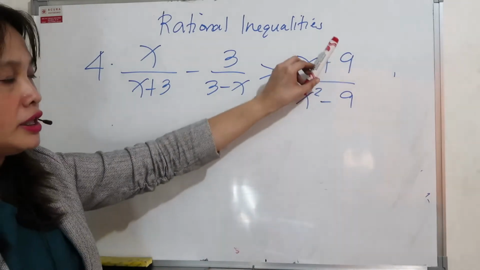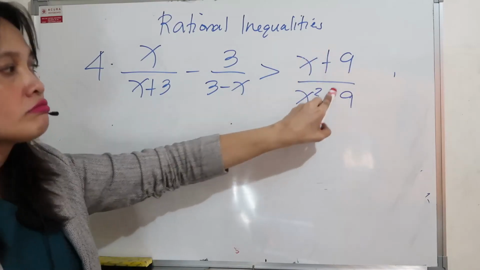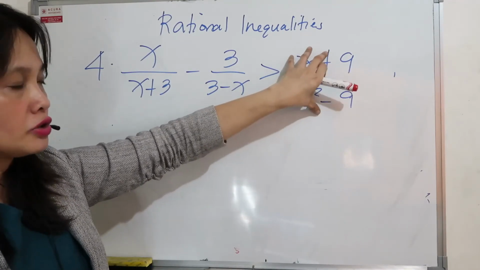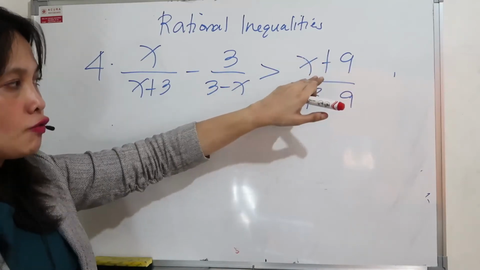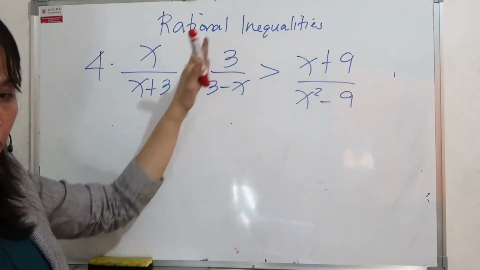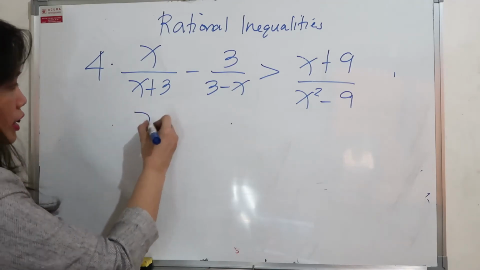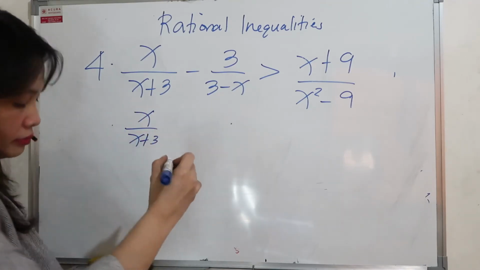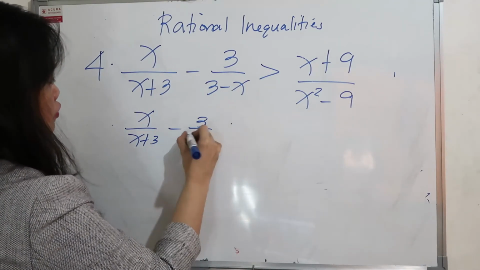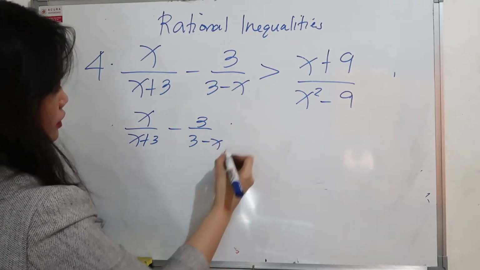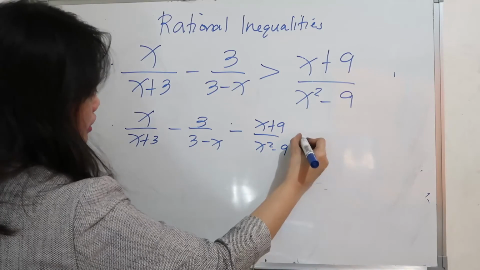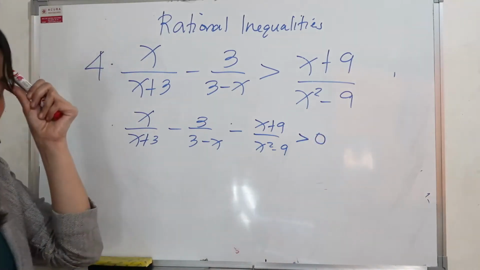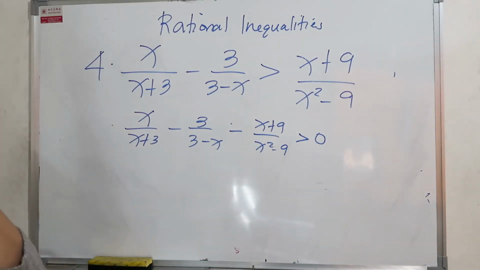You need to make the other side 0. So the other side must be 0. So what will happen to x plus 9 over x squared minus 9? You need to transfer it to the other side. So that will become x over x plus 3 minus 3 over 3 minus x minus x plus 9 over x squared minus 9 greater than 0.